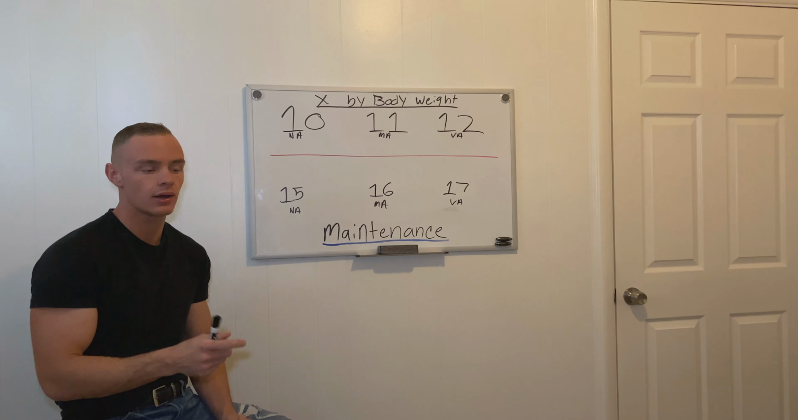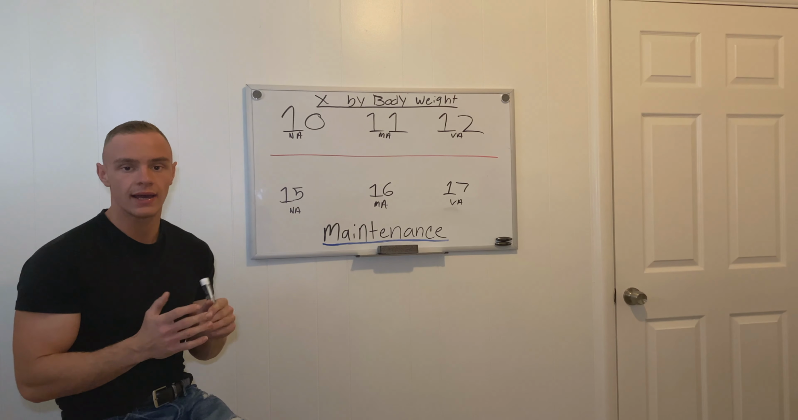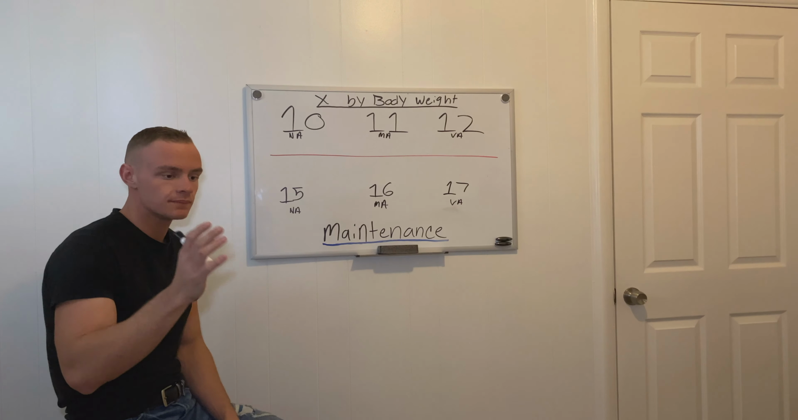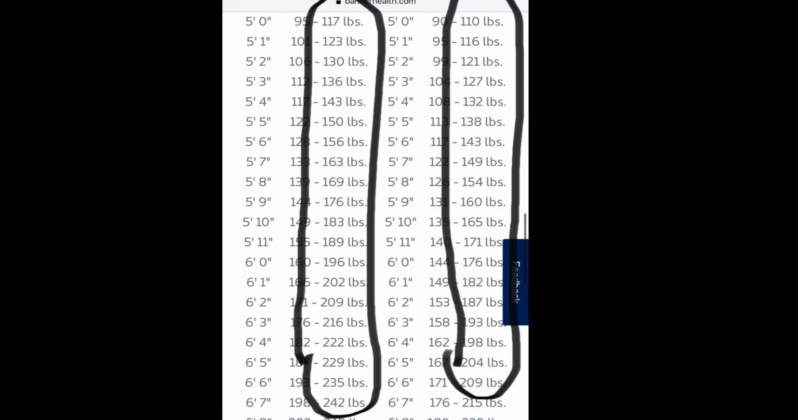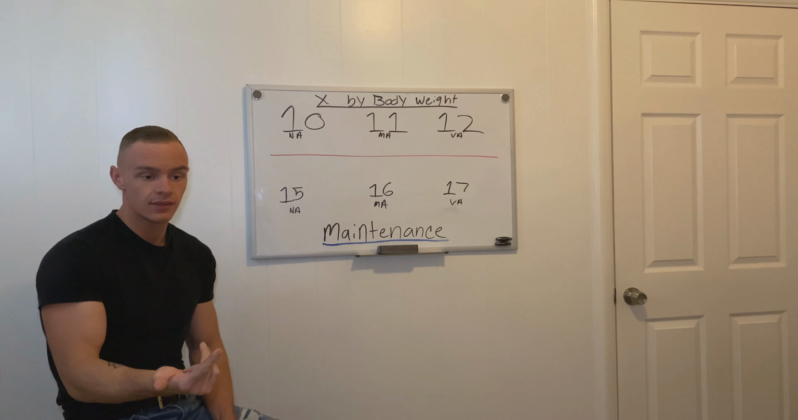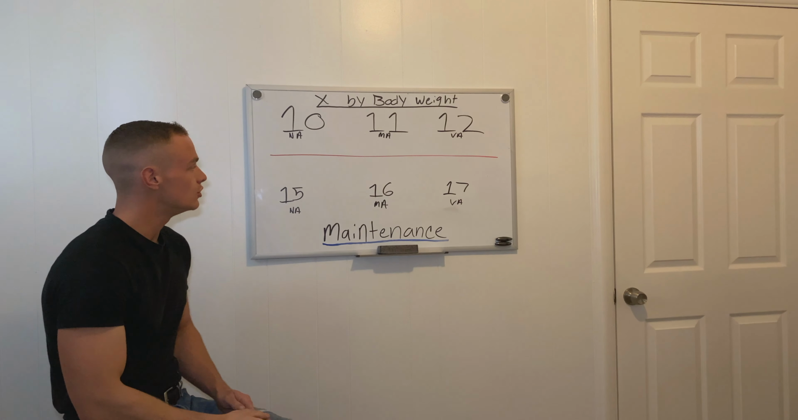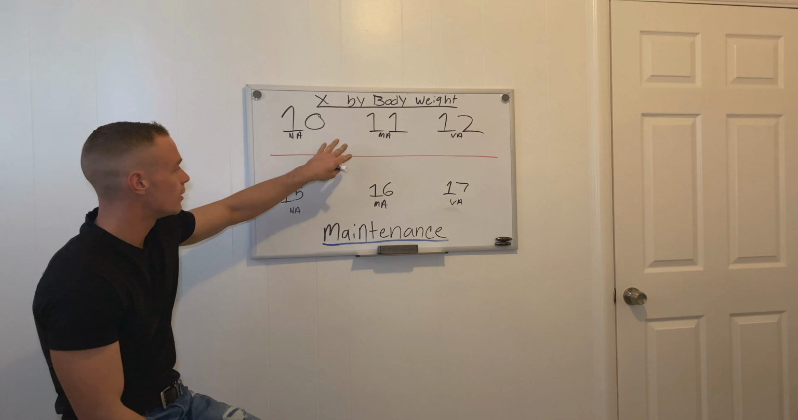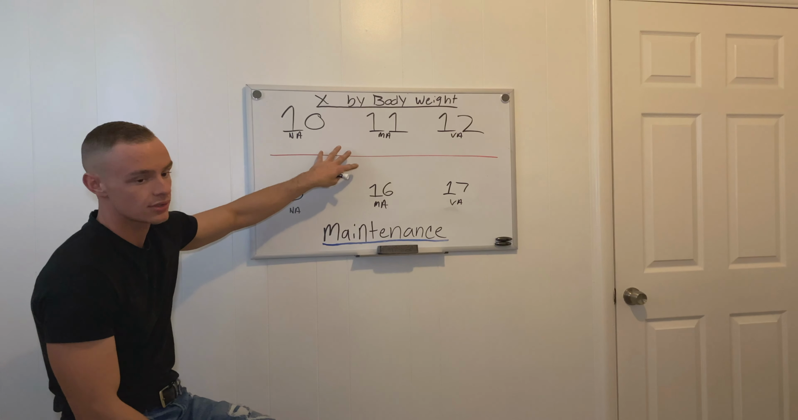So let's first start out with where you are at. Look on this chart and you will see on the right side is for female and the left side is for male. Now find your height that you're sitting at and then look at the numbers that I circled. If you are 20 pounds over that weight that is circled, then you will use these top three numbers that I've put here, and we'll get to those in a minute.